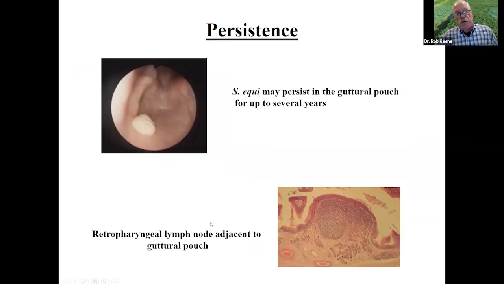And this is an example. The histopath on the lower right is the retropharyngeal lymph node, and that's the guttural pouch above. Not to belabor the point, but these chondroids infiltrate and turn into hard stuff that's very difficult to flush out of the pouch. So they can be a source every time the horse drops his head and takes a drink, a big source of environmental contamination. And you can see where the intermittent nature of shedding out the nose can occur.